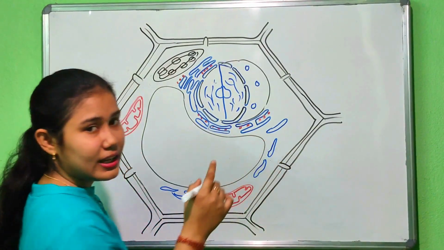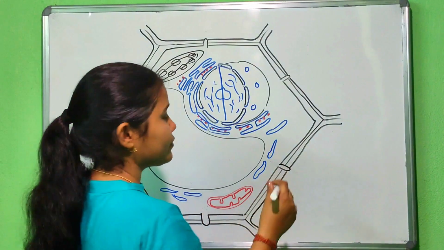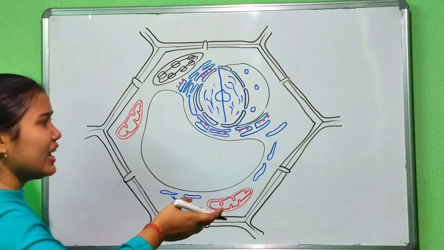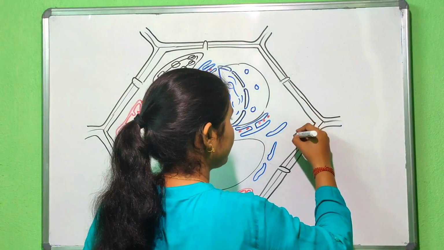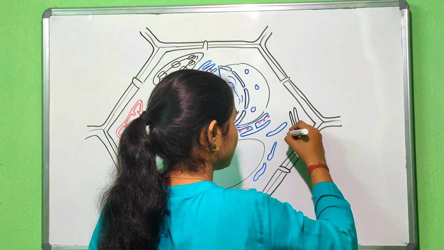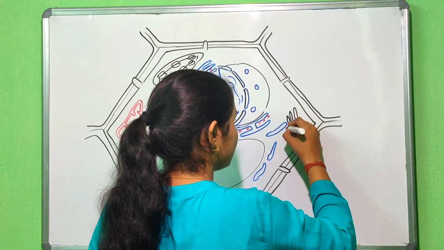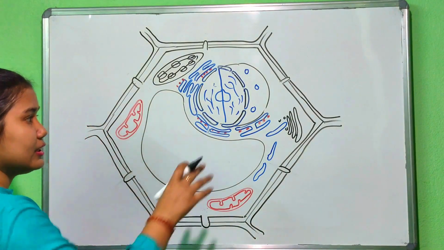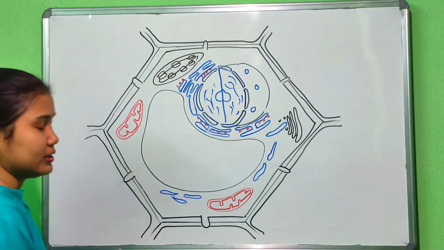Now let's draw the Golgi body, which we also call the dictyosome. Golgi bodies are generally tube-like, tubular structures. Okay, these are the Golgi bodies. Clear?